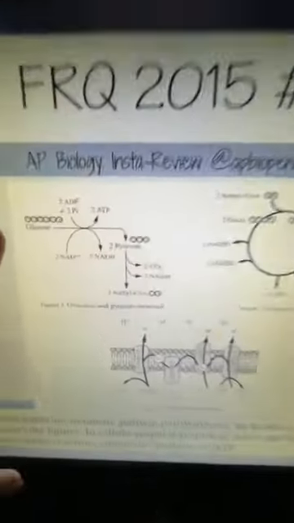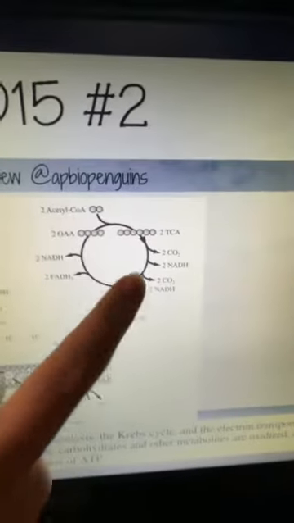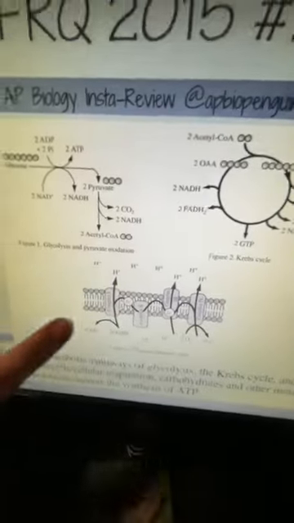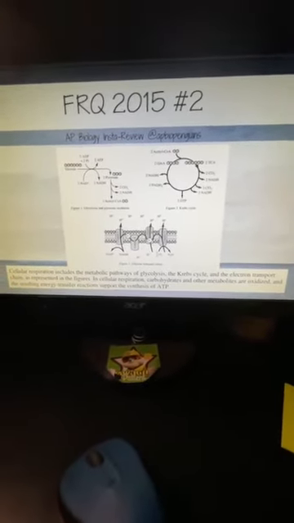Our long FRQ that we can have is to help ease your minds, to show you, hey, there's all this stuff that we want in cell respiration. Make sure we understand the big picture, right? And so here they give you the glycolysis and pyruvate oxidation. Here they're showing you what the Krebs cycle looks like, and here's the electron transport chain. So cellular respiration includes the metabolic pathways of glycolysis, Krebs cycle, and electron transport chain as represented in the figures.